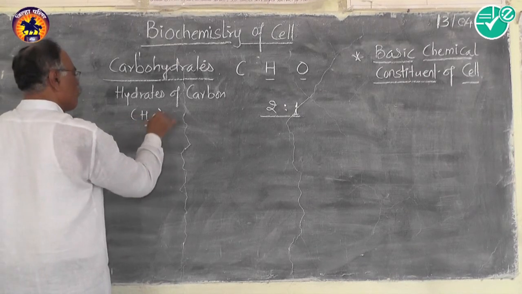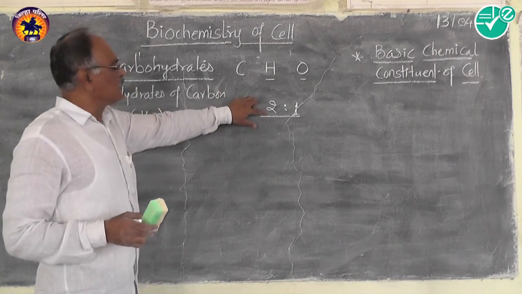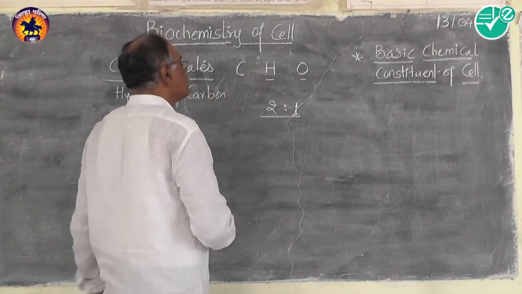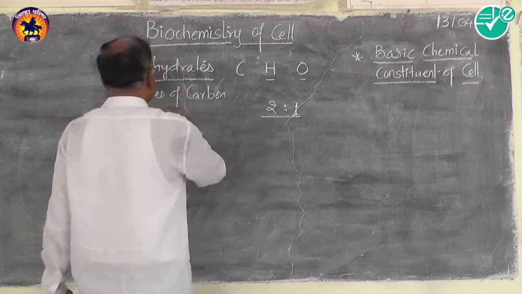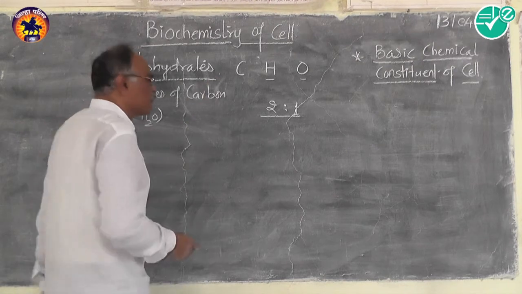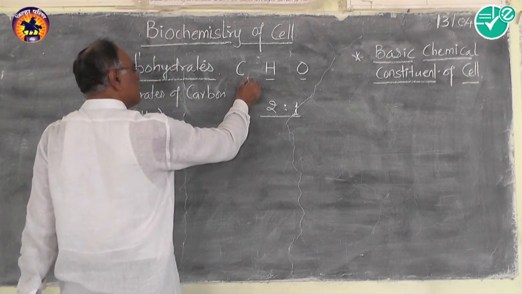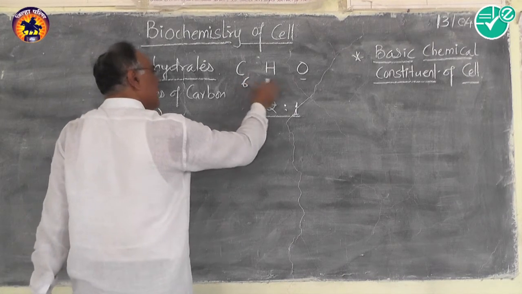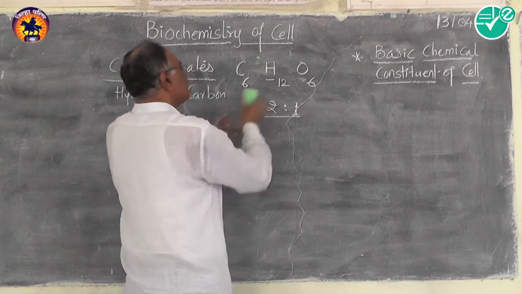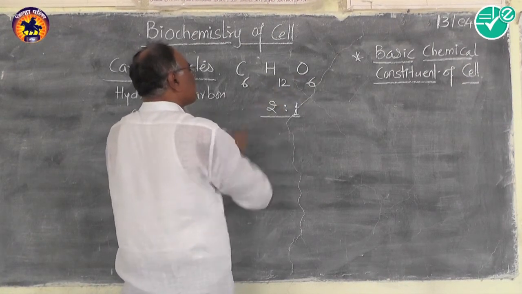In water, hydrogen is 2 in amount and oxygen is 1 in amount. It is a 2:1 ratio. That's why they are called hydrates of carbon. The chemical formula of these hydrates of carbon is normally C6H12O6. This is a simple sugar molecule, a simple carbohydrate called sugar.